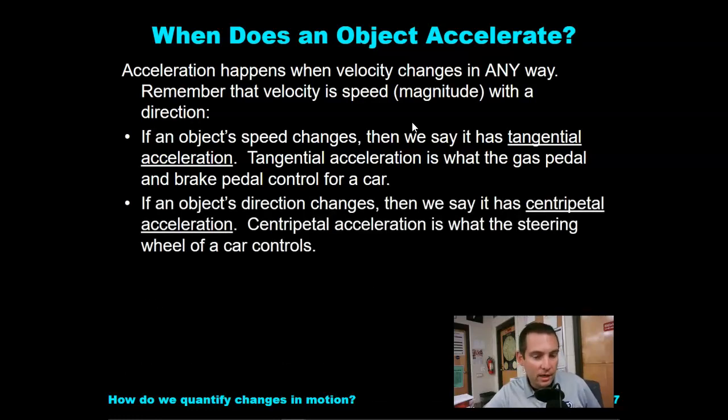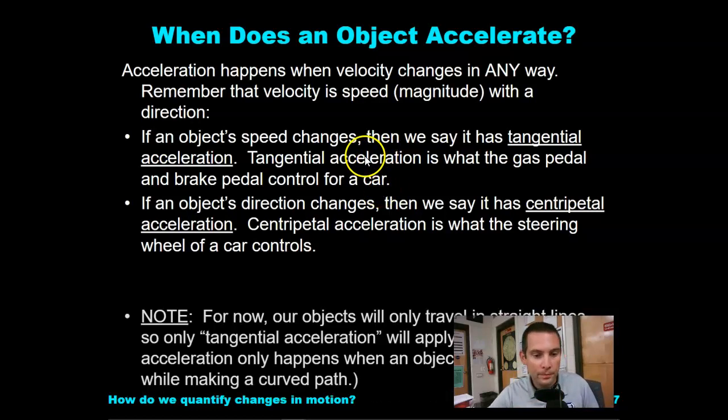Now, if an object's direction changes, then it has a centripetal acceleration. Centripetal acceleration is what the steering wheel of the car controls. So you have two different things changing. The speed is changing, and then you have the direction changing. So you have two accelerations happening at once in your car.